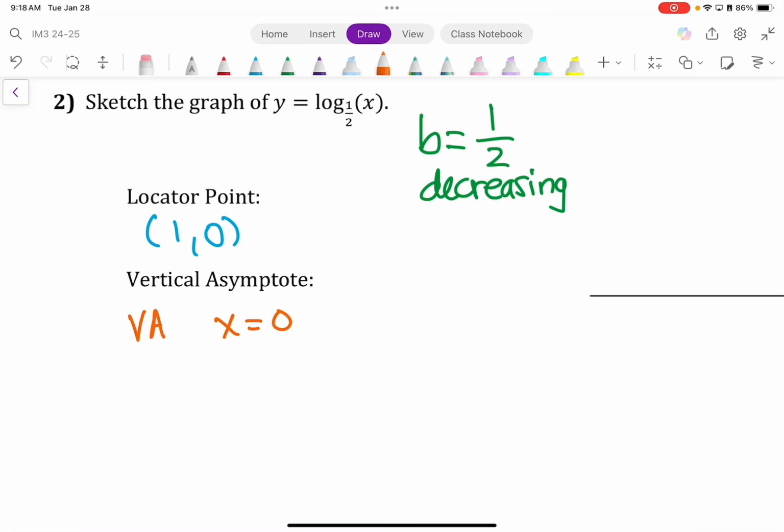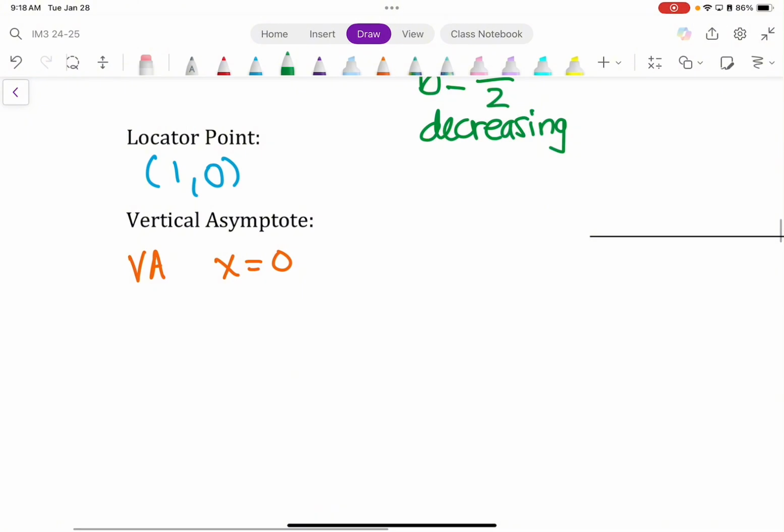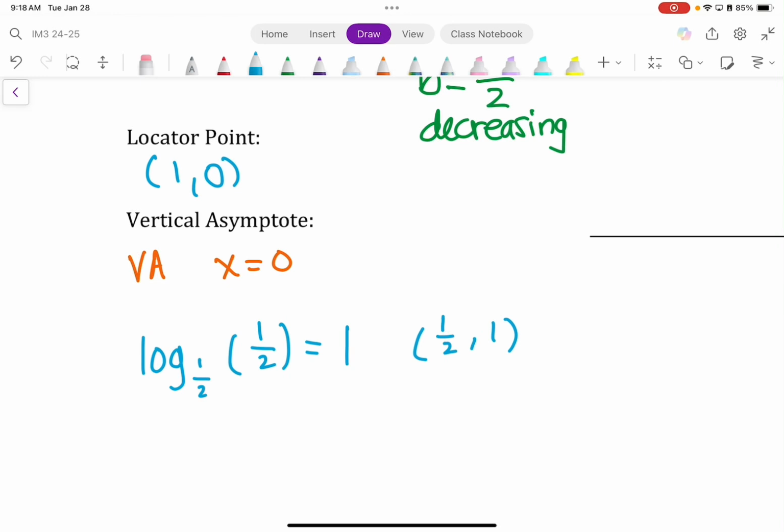All right, so let's go back now. We have our base, our locator point, and our asymptote. We just need an additional point. Let's find that. You are going to evaluate log base 1/2 of 1/2. What will that give you? Log base of the base will always give you 1. So that's your second point, which is the point 1/2, comma 1.